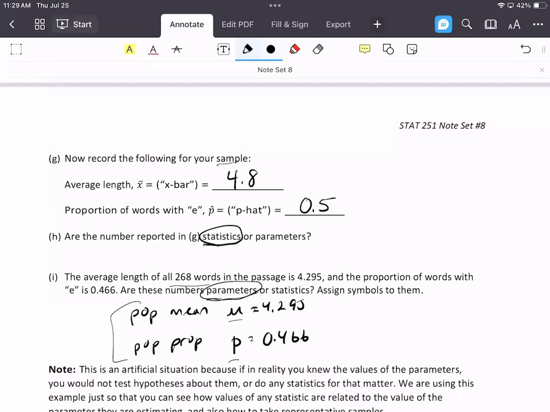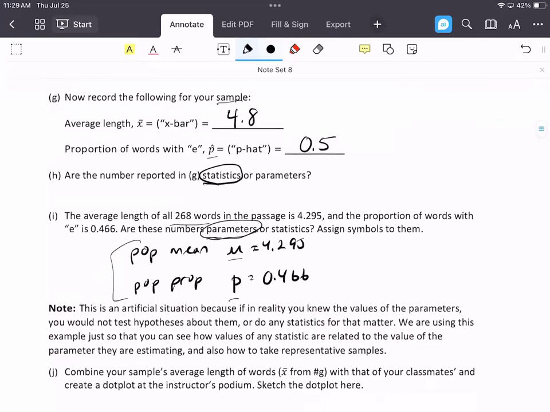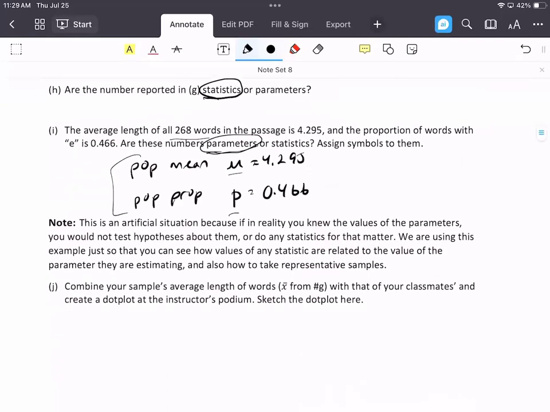When we're looking at the sample, we're going to use X bar for the average and P hat for the proportion. Once again, this is an artificial situation because in reality, we know the values. We don't have to do any testing or anything on them. We don't need statistics. But we're doing this just so that we can see how values of statistics are related to the value of the parameter they're estimating, and also how to take a representative good sample.